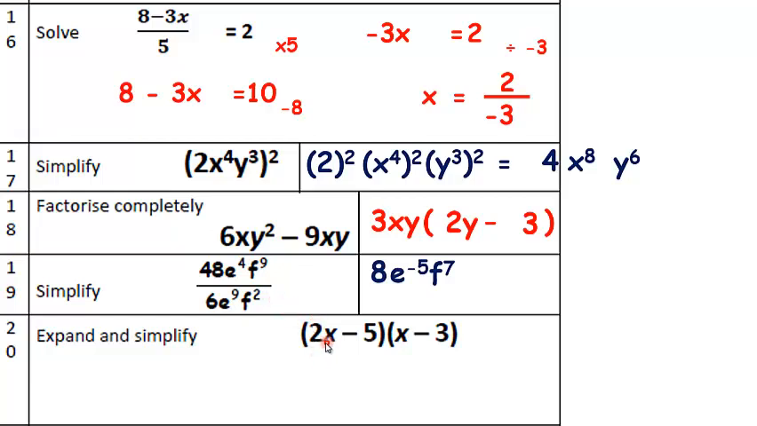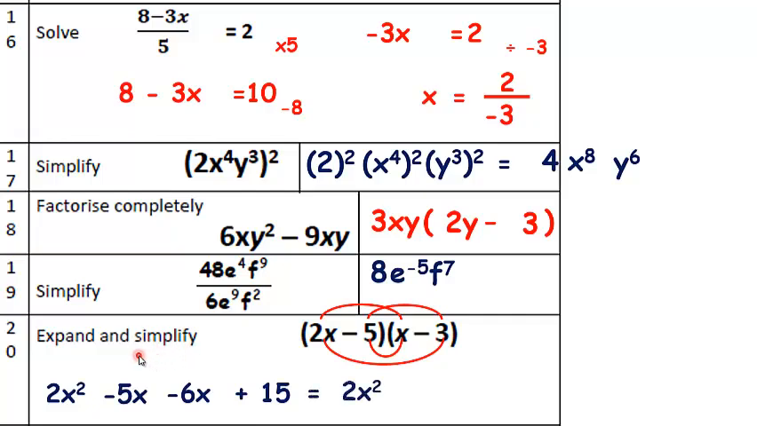Okay, looking at question 20, 2x times x, draw the links in, is 2x squared. 5 times 3 is 15, but it's a minus times a minus, so it's going to be positive 15. Minus 5 times x is minus 5x, and 2x times 3 is 6x, but it's minus 3, so it's going to be minus 6x. Let's rewrite this, simplifying the 2 in the middle. That's the expand and simplify bit. So 2x squared minus 5x minus 6x, so that makes a bigger minus. So minus 5x minus 6x is minus 11x plus 15. That's your answer to there.